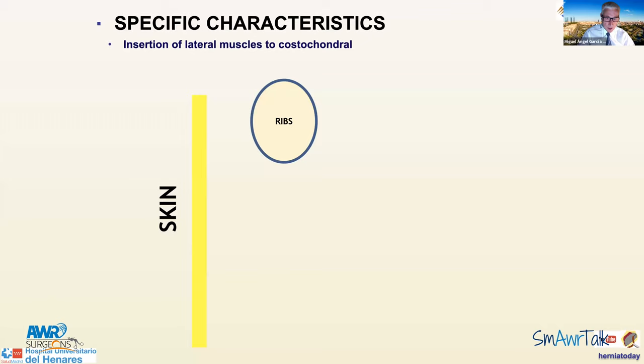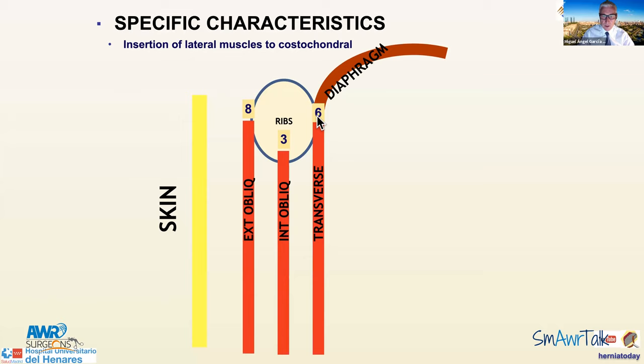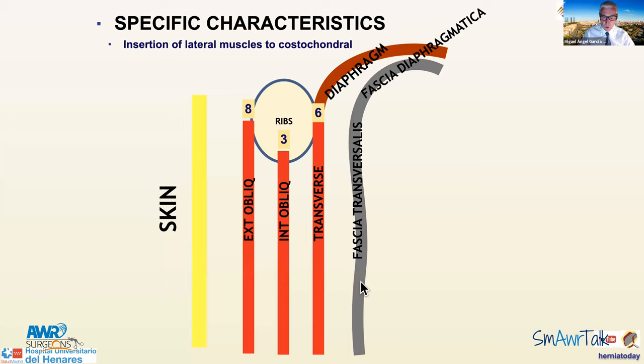So in order to understand why retromuscular preperitoneal is the better way to fix these lateral incisional hernias, look at the insertion of the lateral abdominal wall muscles. The external oblique muscle inserts over the last eight ribs. The internal oblique only inserts in the inferior border of the 12th, 11th, and 10th ribs. And finally, the transversus abdominis muscle inserts in the posterior aspect of the last six ribs, and continues with the fibers of the diaphragm. We are able to draw the fascia transversalis and the fascia diaphragmatica there.